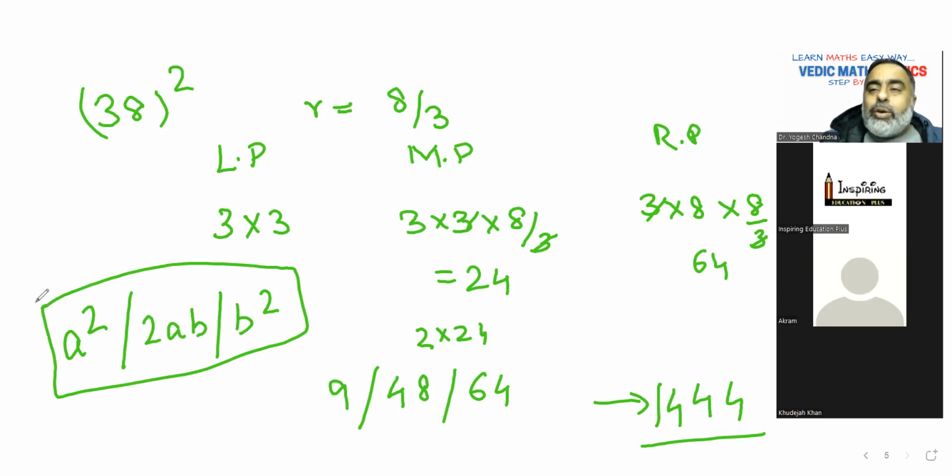So I'll be giving you one question now. You can directly use this also. But I would again request you to first follow the full procedure so that you remember how it has to be obtained. (72 square). Please find it.